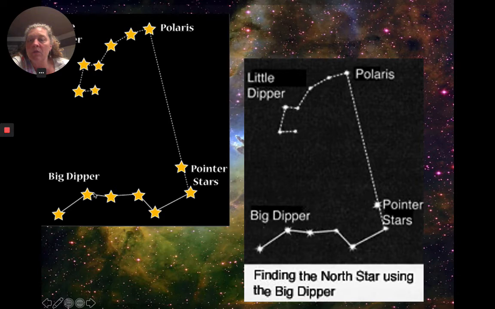Here's the Drinking Gourd. Here are the pointer stars. Remember Dubhe and Merak? They point to Polaris, and no matter where that Big Dipper is in the sky, if it's to the right, to the left, bottom, top, whatever, we can find Polaris.